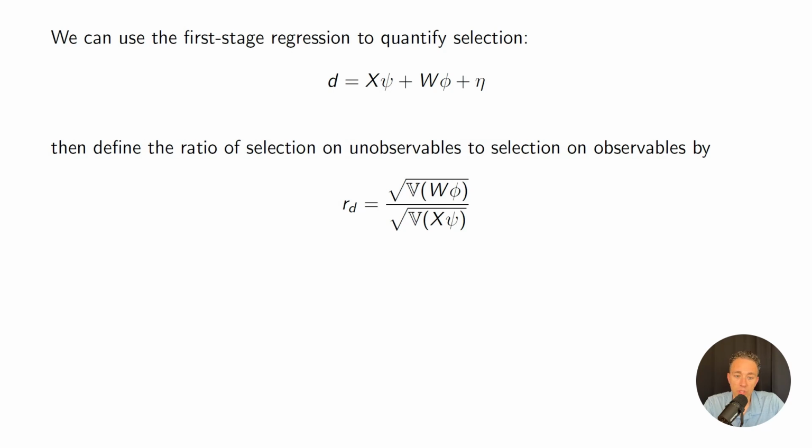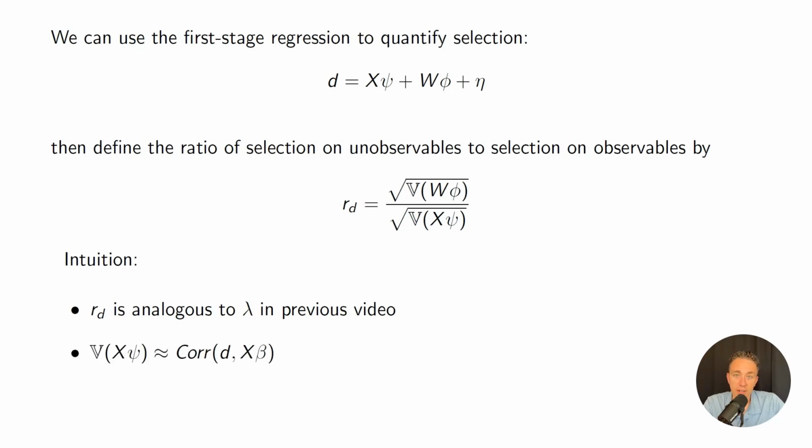And that is basically functioning as the lambda in the Krauth paper from the previous video. So the intuition here is that R sub D is basically the same as this lambda that we talked about earlier: the variance of this linear index X psi is sort of like the correlation between D and X beta, and the variance in this linear index W phi is sort of like the correlation between D and W gamma.